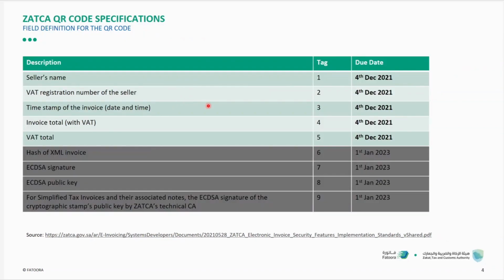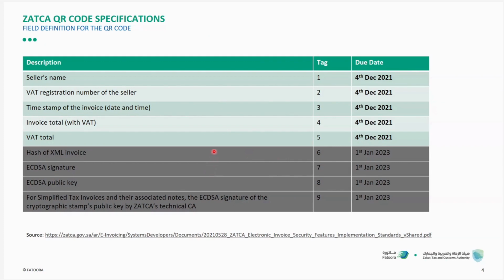So, as you know, we have the invoicing split into two phases. The first phase is going to be the generation phase, which is on the 4th of December. It is mandatory in the QR code to have the top 5 fields. We're talking about the seller name, the VAT registration number of the seller, the timestamp of the invoice, the date and time format, and then the invoice total with the VAT, and then the VAT amount alone. Now, later on, starting from 2023, which is the integration phase, we're going to add some extra fields, but we're going to talk about that later.